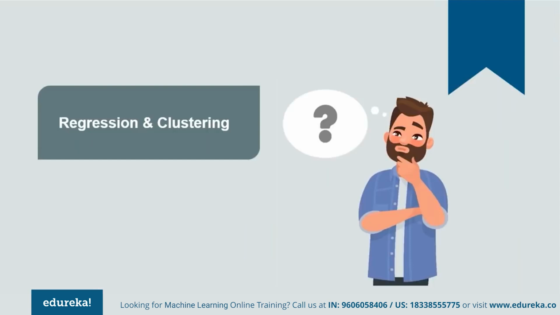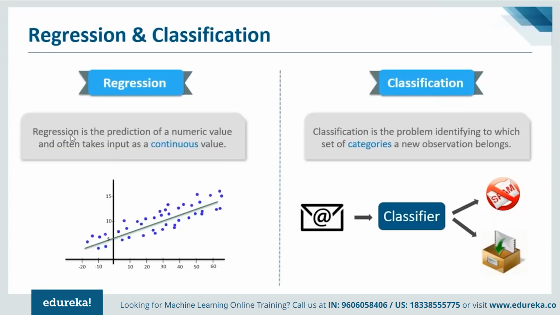Moving ahead, let us see the concept of regression and clustering. Over here in the documentation as well, we have seen various aspects of scikit-learn, wherein the first two were regression and clustering. So we'll be going ahead and picking up these two for this session. So here regression is the prediction of a numerical value that often takes input as a continuous value. So as you can see here in the graph as well, we have continuous value of data points.